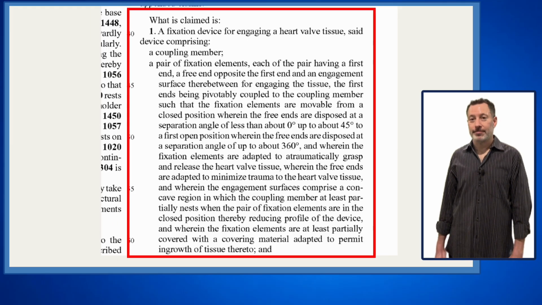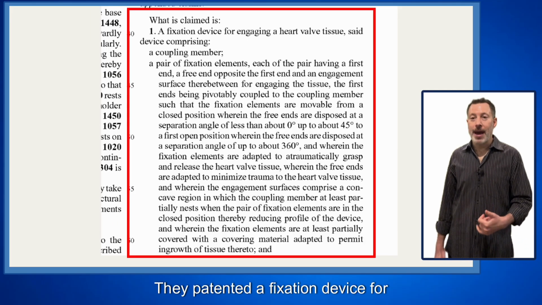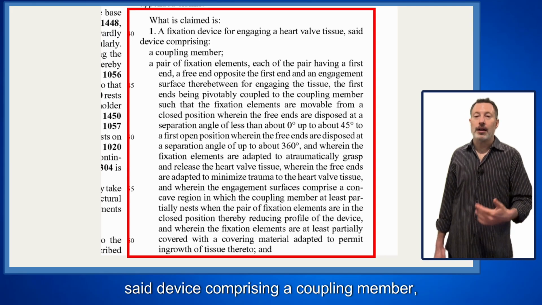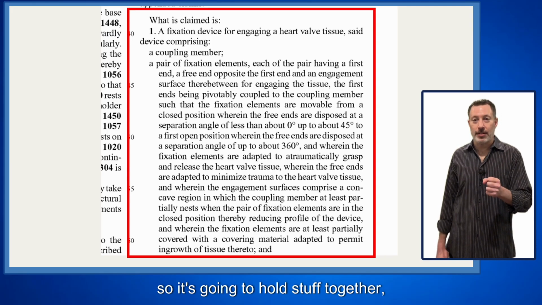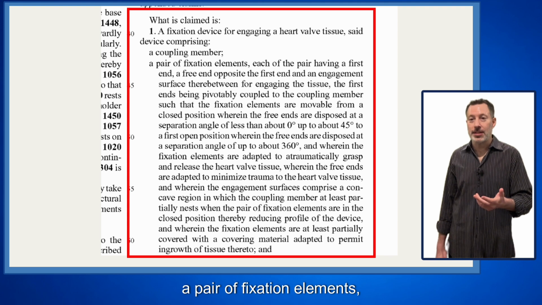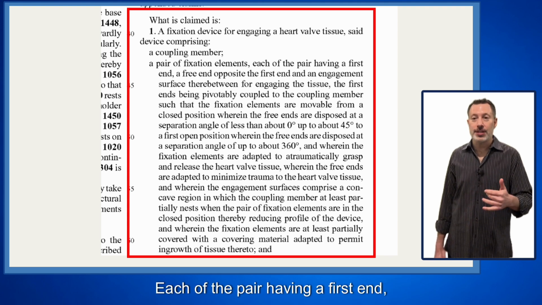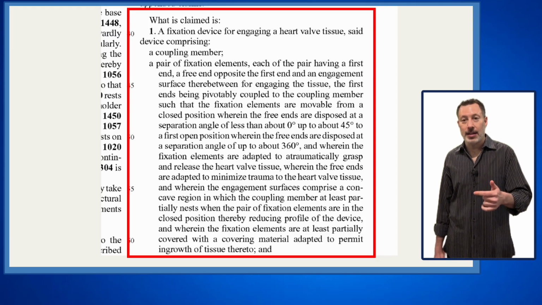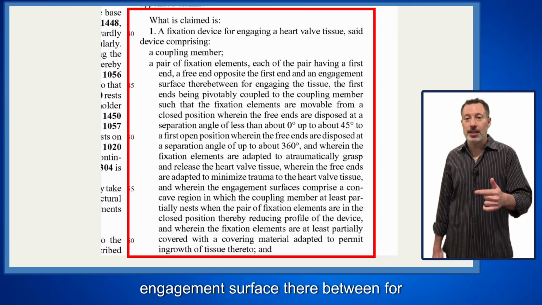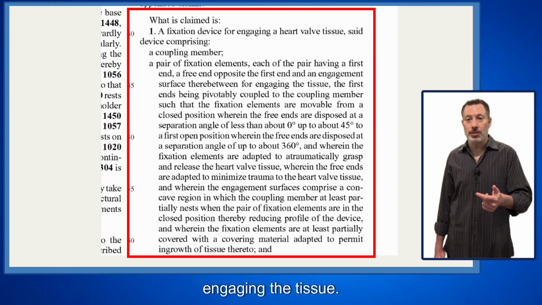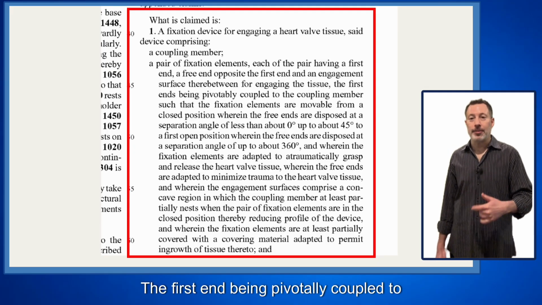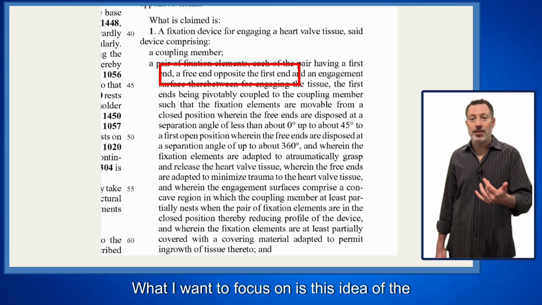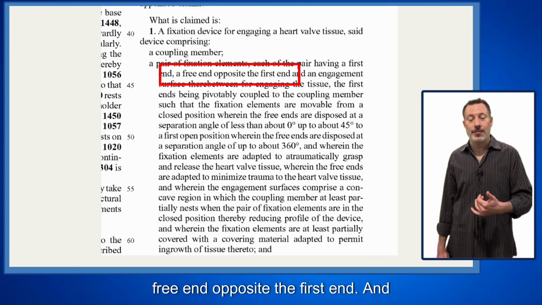Here's the language. We won't read it all. They patented a fixation device for engaging heart valve tissue, said device comprising a coupling member, so it's going to hold stuff together, a pair of fixation elements, each of the pair having a first end, a free end opposite the first end, and an engagement surface therebetween for engaging the tissue. The first end being pivotally coupled to the coupling member, blah, blah, blah. What I want to focus on is this idea of the free end opposite the first end.